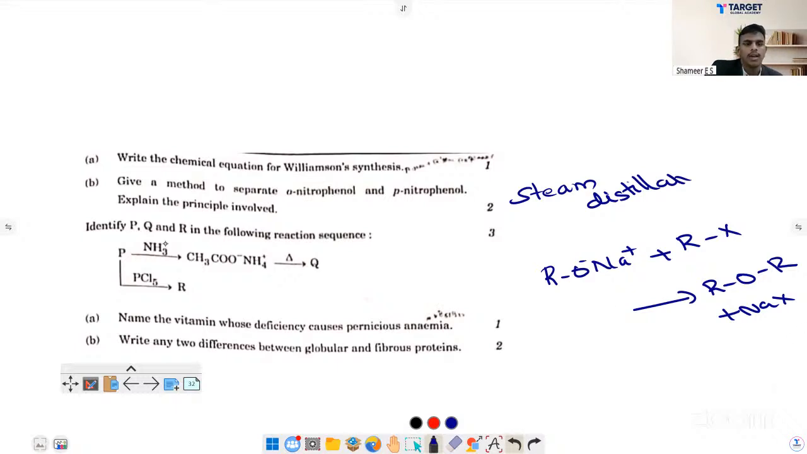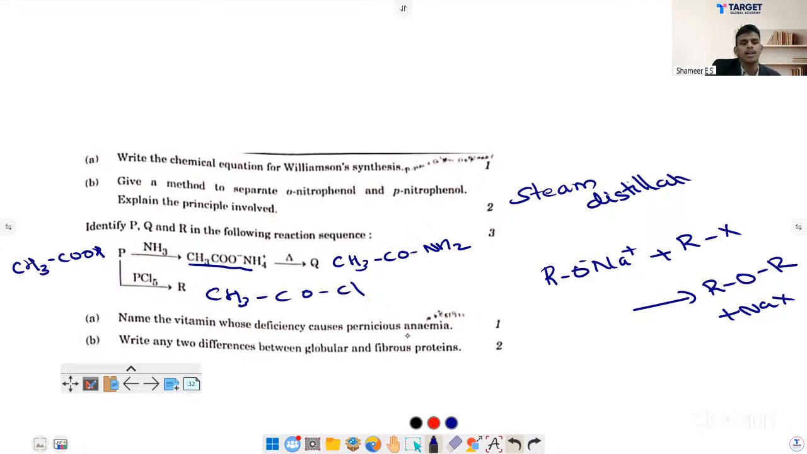Identify P, Q, and R in the following reactions. Go through the reaction. NH3 is added, you will get this one. So this P must be a carboxylic acid, CH3COOH. Then if you are heating that, you will get amide, CH3CONH2. In presence of PCl5, you will get CH3COCl. Easy. Name the vitamin whose deficiency causes pernicious anemia. Vitamin B12.